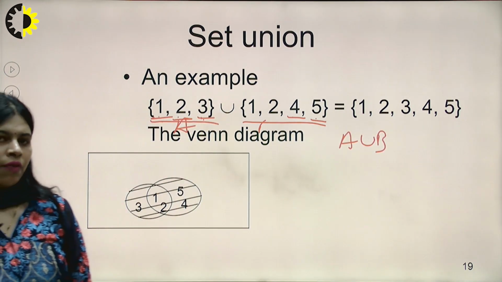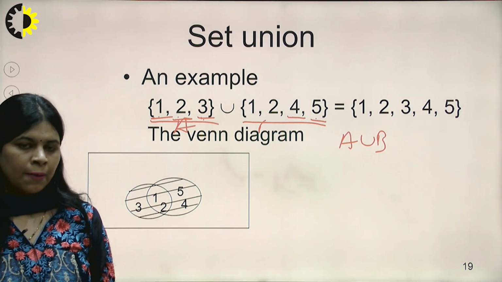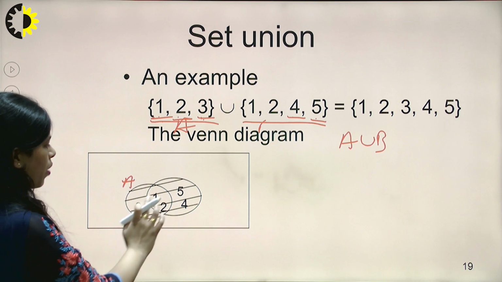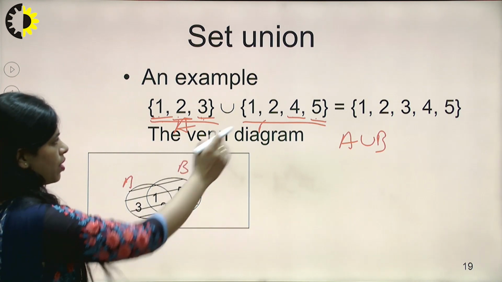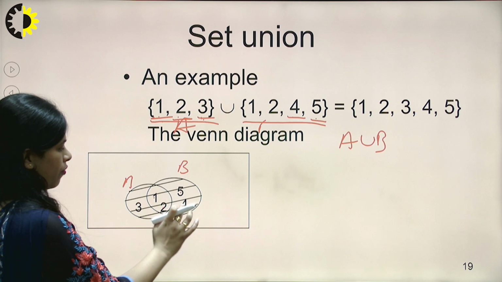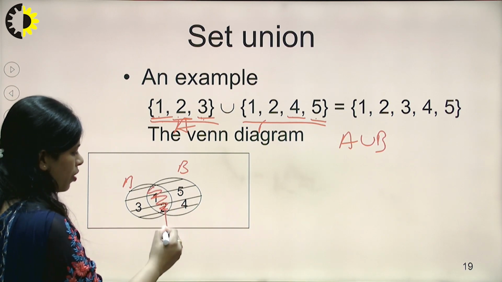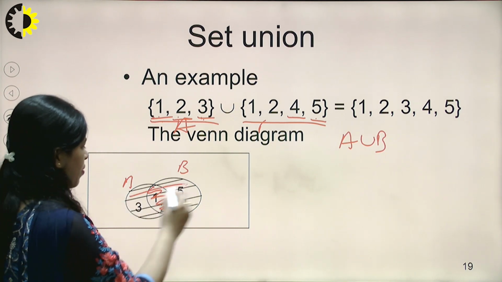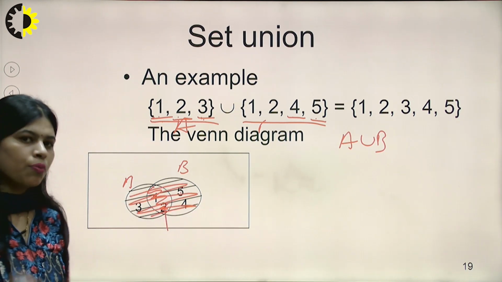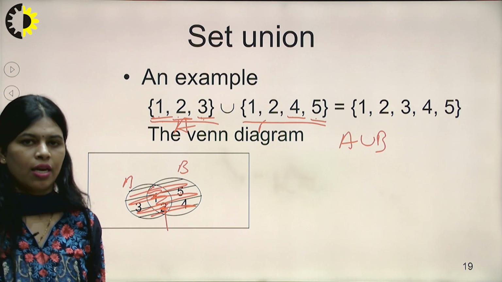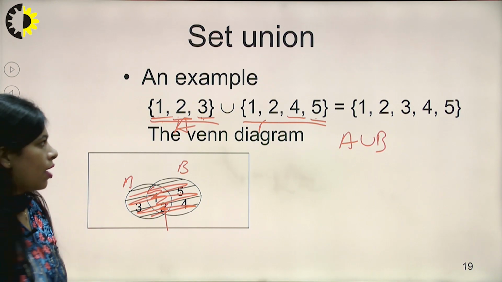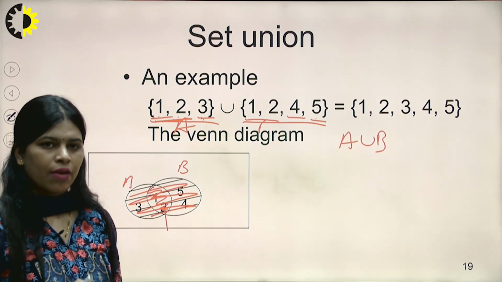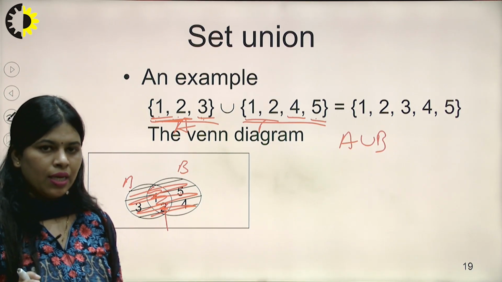Now, how do we calculate the union operation in a Venn diagram? Take set A as 1, 2, 3 and set B as 1, 2, 4, 5. 1 and 2 are common, so we do not take the common elements twice. We take all the elements in both A and B but without repeating them. It should be distinct. Since 1, 2 repeats, we consider 1, 2 only one time.